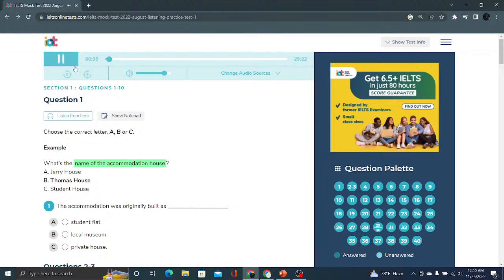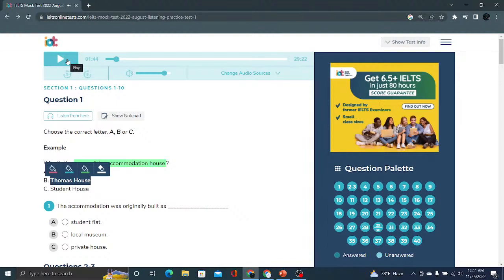Good morning, everyone. I'm your accommodation advisor. Well, firstly, welcome to Thomas House, which is one of the most popular accommodations in our university.